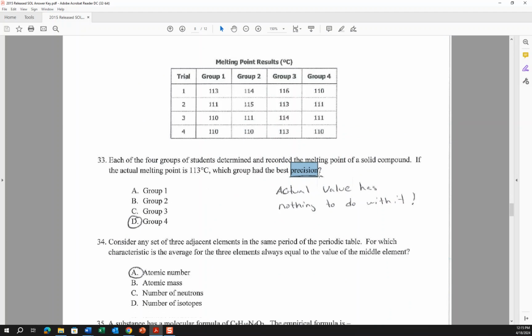So if you look at group 4, their data didn't really vary that much, 110 and 111. So that's precision. Now, it might not be accurate, but if your values are close to each other, that's precision. It's when your values are close to the right answer, the true value, that's when you're accurate. Okay. So group 4 is the most precise because their data was in the most agreement with itself, okay, but not with the true value.